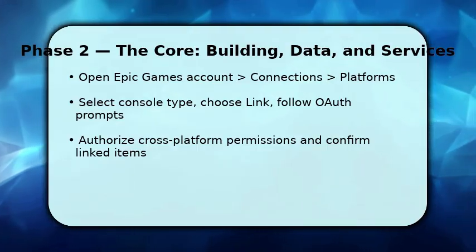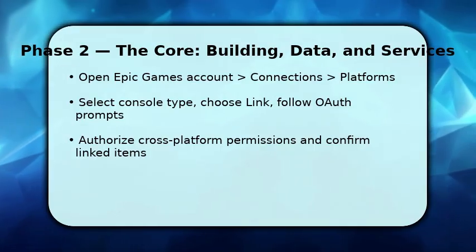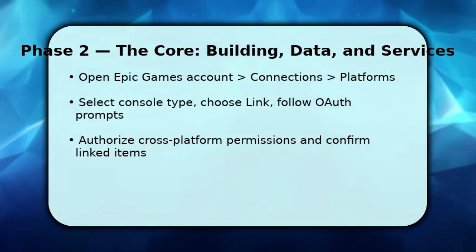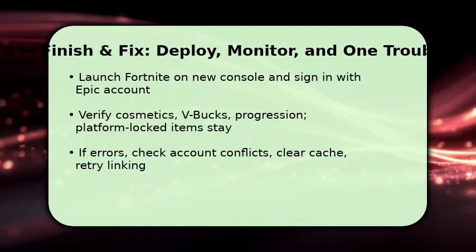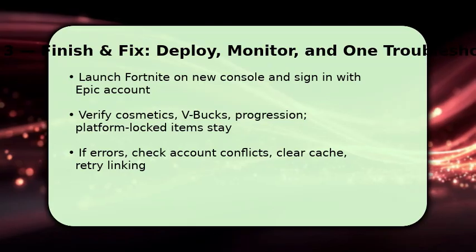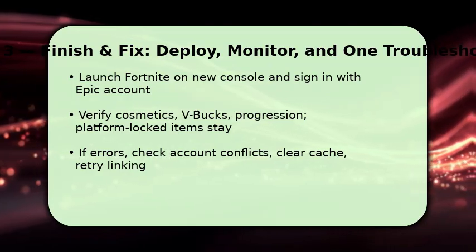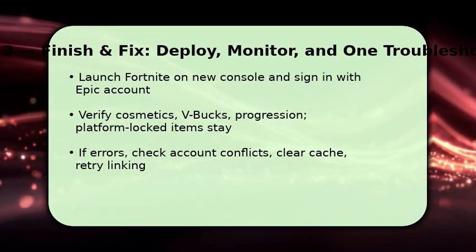Pay attention. If a console is already linked to a different Epic account, you'll need to unlink it there first. Otherwise, the new link won't succeed. Confirm changes before proceeding. You finish by launching Fortnite on the newly linked console and signing in with your Epic account. This finalizes sync. Once loaded, verify that saved progression and transferable cosmetics appear.